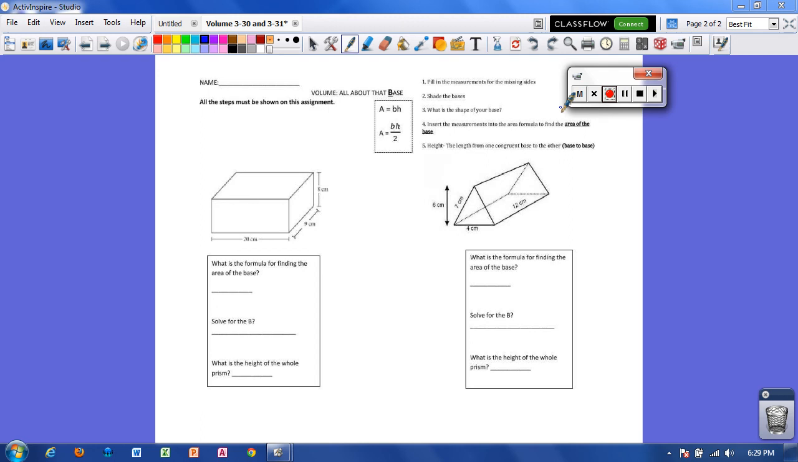Alright, now it is time for you to try on your own. Go ahead and work these problems. The steps are here and the formulas are here for you. Make sure you show all of your work.